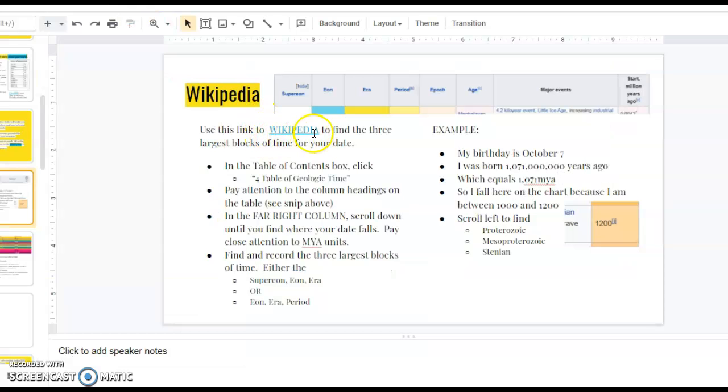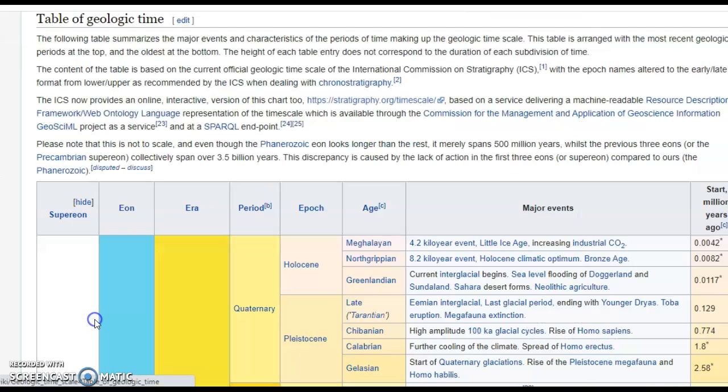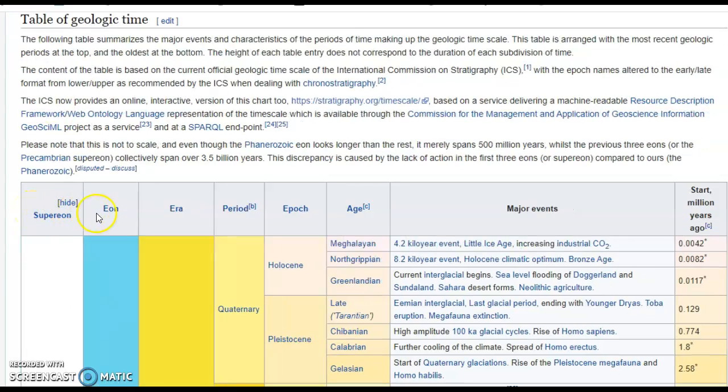When you click on the Wikipedia link, it's going to take you to Wikipedia. At the top of Wikipedia, you need to go to the Table of Geologic Time if it doesn't already take you to this section of the Wikipedia page. On this page, notice these headings going across the top. These are your major time periods: supereon, eon, era, period, epoch, and age. These are some major events, and you're going to focus in for now on this.